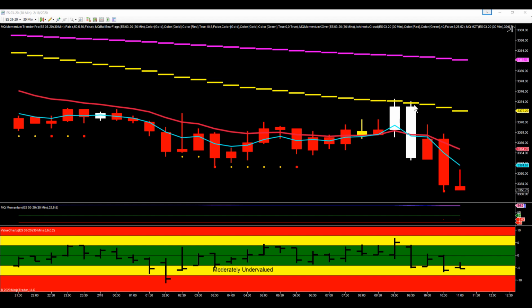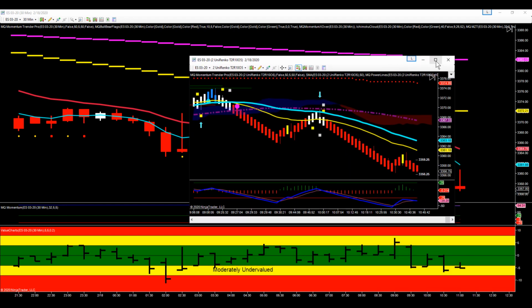This bar was a very bearish bar, opened right here at the top, closed way down here at the bottom, and caused the 5 and the 13 to cross back to the downside. So at this point, we are only looking for short setups. This chart has definitely gone bearish.